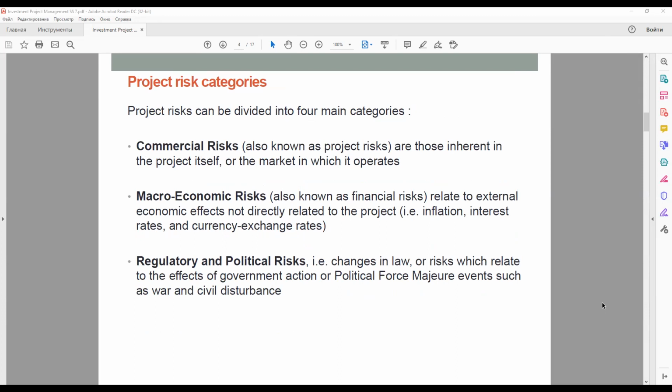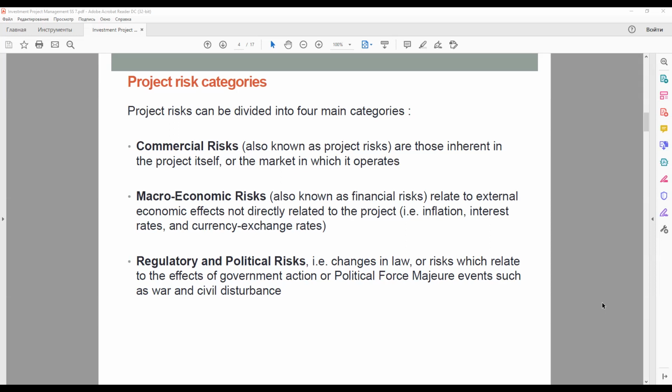So let us now look through the different categories of the project risk. Project finance risk can be divided into four major categories. Commercial risks, also known as project risks, are those inherent to the project itself or the market in which it operates. Macroeconomic risks, also known as financial risks, relate to external economic effects not directly related to the project, for example, inflation, interest rates, currency exchange rates, etc.